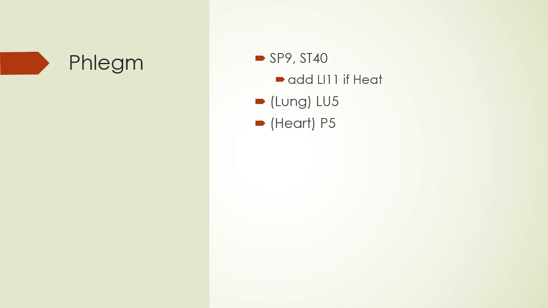So spleen 9 and stomach 40 together typically will be combined to treat phlegm, with large intestine 11 if there's heat. Additionally, if there is phlegm in the lung, lung 5 is used. Downbearing lung qi helps to eliminate phlegm. And then if there is phlegm in the heart, pericardium 5 is generally the choice for phlegm obstructing the heart.